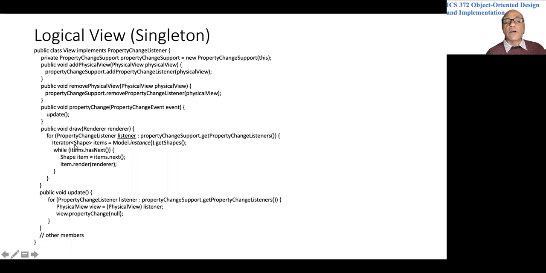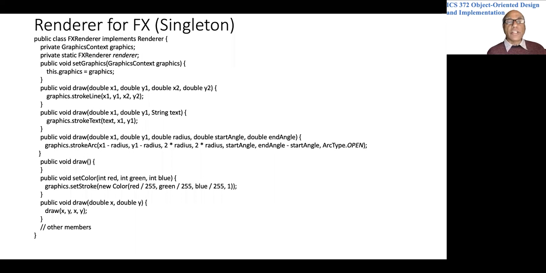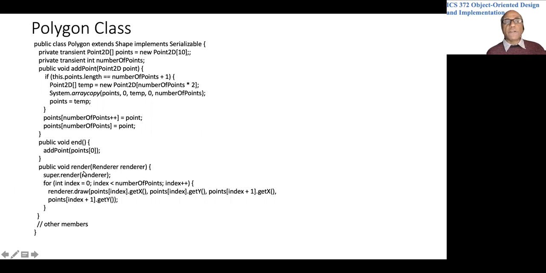And when this method is called, we are going through all the shapes of the model and invoking the render method on each shape, and we pass the renderer object. So we are essentially going to the render method of the individual shape class. So for example, if it is a polygon, we will end up here with the renderer object, and we will be calling the renderer object's draw method.